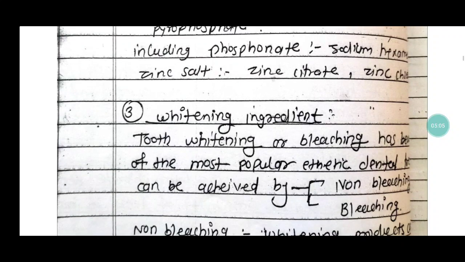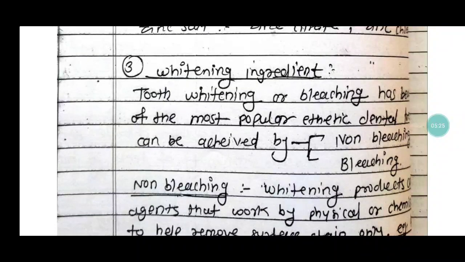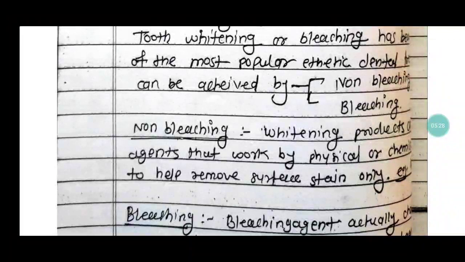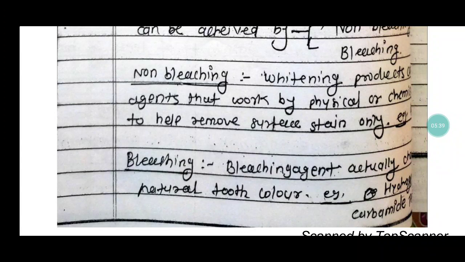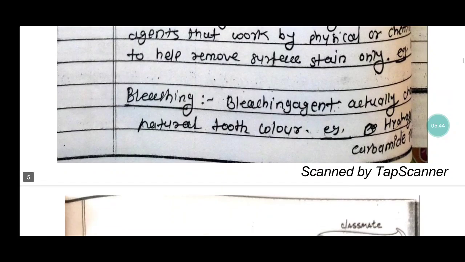Number three, that is the whitening ingredient. In toothpaste, it is usual to add a whitening ingredient to brighten up the teeth. So tooth whitening or bleaching agents have to be added. There are two types, non-bleaching and bleaching agents. The non-bleaching whitening agents work physically or chemically to help remove the surface stain from the teeth, whereas the bleaching agents act on the natural color of the teeth, etc.